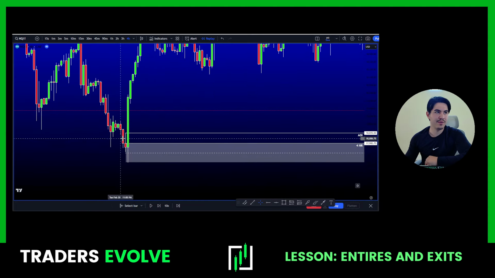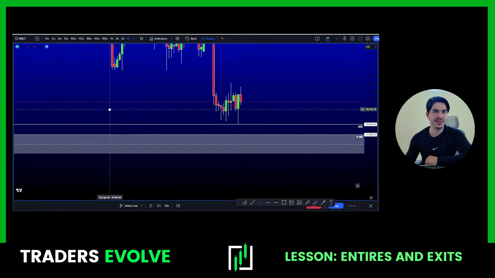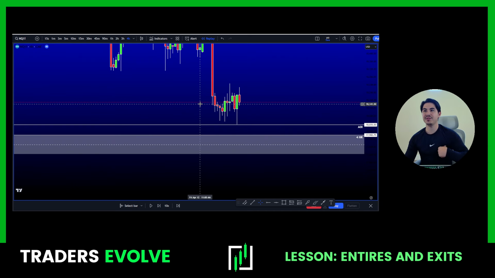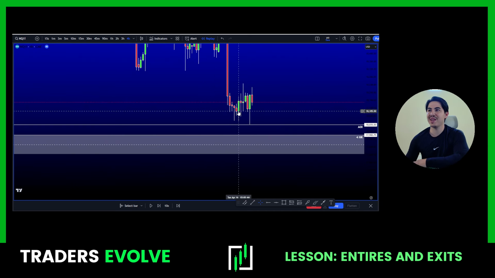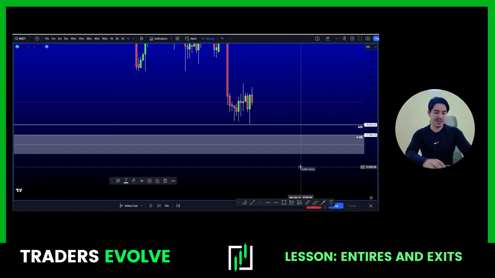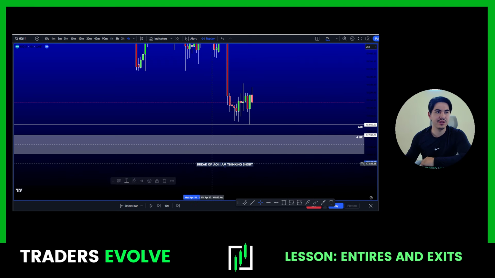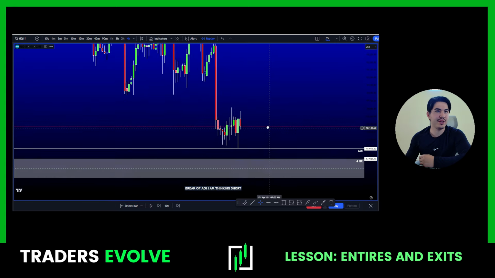Very nice move, aggressive up. Very nice basing candle. We have everything we need, and we're bouncing at the AOI. Perfect. Once we break that AOI, guess what? I'm already thinking short. So that's another way to take an entry. Break up AOI, I am thinking short. Period. So that's my first plan that I've already created in my head.